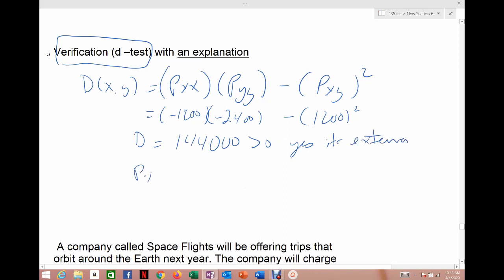Alright, then I check my second derivative with respect to x, which was negative 1200. Yes, not only is it extrema, but it's turning the way I want it to, right? It's concave down. Well, if it's an extrema that's concave down, then yes, it's my maximum.